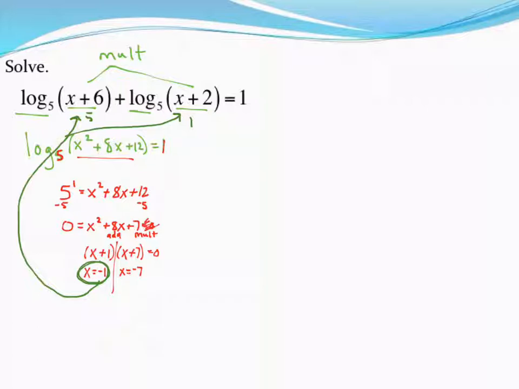Compare this, though, to what happens when I try negative 7. If I take negative 7 and plug that back in for either x in the original problem, well, negative 7 plus 6 is negative 1. That's bad. I cannot do the log of a negative number. If I check over here, negative 7 plus 2, well, that's negative 5. Again, negative. It doesn't matter. If any of them is negative, you can't use it. So negative 7 I would have to cross out and say it's an extraneous solution. It does not work. So the only solution to this problem is negative 1.